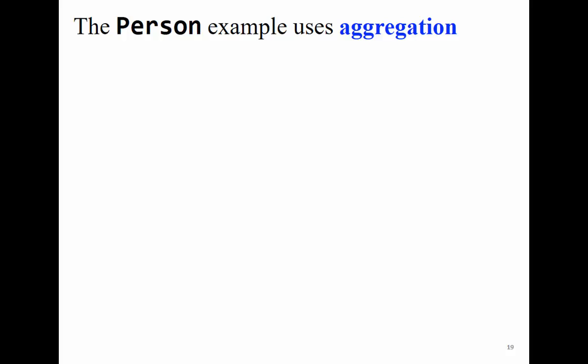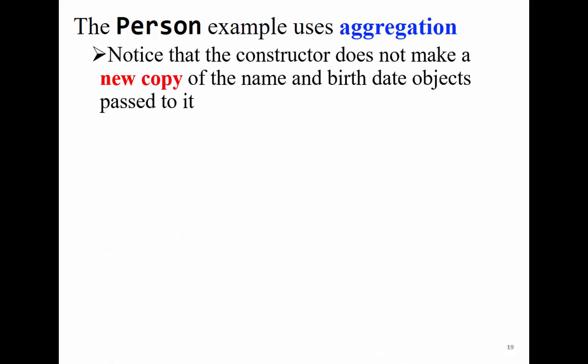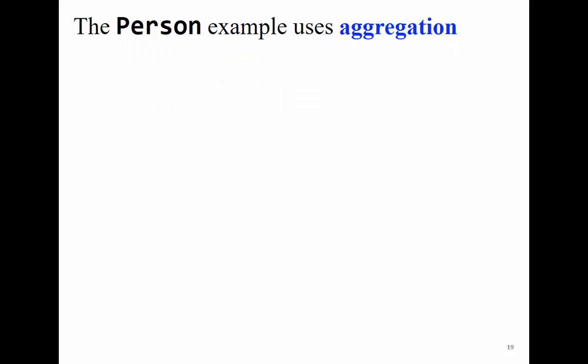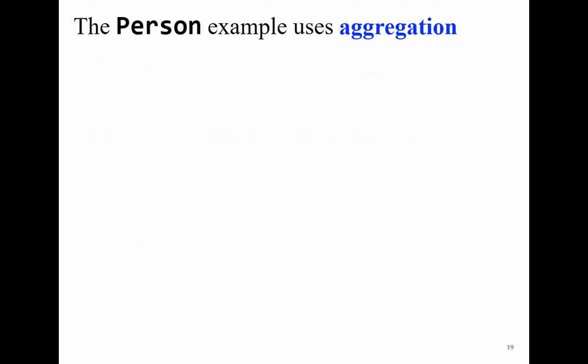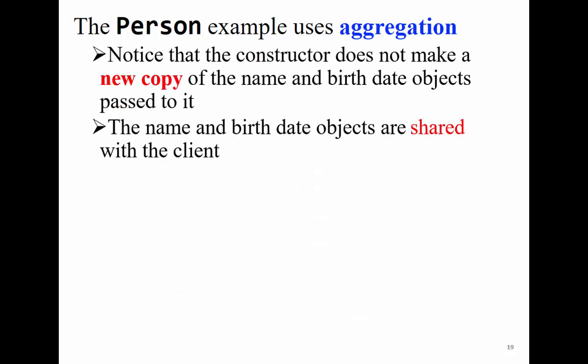Now, an example of using aggregation. Note that no copy of the name and birthday is made. We just simply assign the name and birthday. We're not copying them. So if the name is at address 500, we just say this name goes to address 500. If the birthday date is at address 700, go to address 700. I didn't create a new object. I just shared them. That is the example of aggregation. The name and birthday are shared with the client, so the client can change them. That is the danger of aggregation.